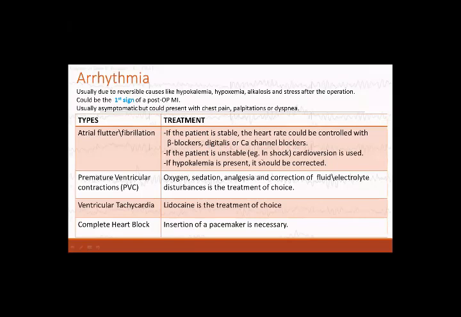अगर patient unstable है तो फिर cardioversion की नौबत आती है. जो है VPCs या PVCs, they are usually controlled with oxygen and sedation. That gives a good result. जो ventricular tachycardia है उसके लिए lidocaine is the treatment of choice. अगर there is a heart block of some sort तो फिर pacemaker has to be inserted.